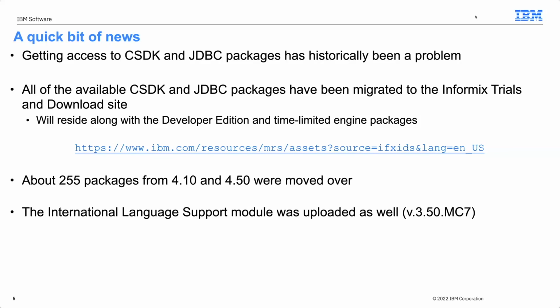All of the available CSDK and JDBC packages have now been migrated to the Informix Trials and Download site. This is where you would download your Developer Edition, your Innovator-C Edition installer, your time-limited versions of different products. In total, about 250 packages were moved over, and they cover both 4.10 and 4.50. As I said, it should be complete and comprehensive, because some work went into making sure that everything was available to you. Now, some of the metadata might be a little messed up.